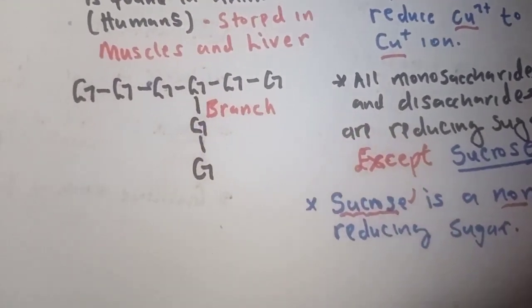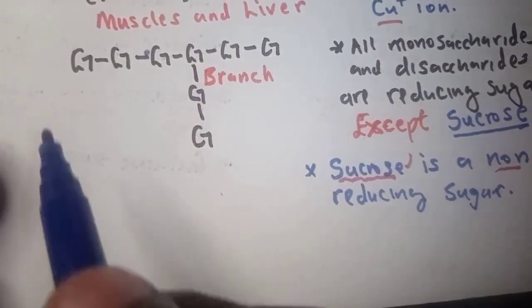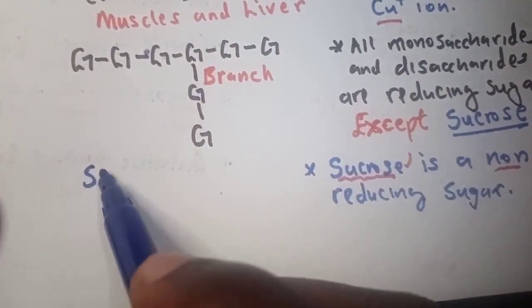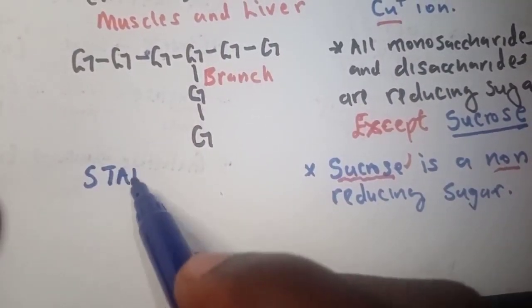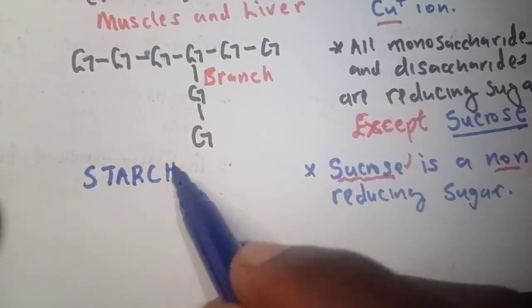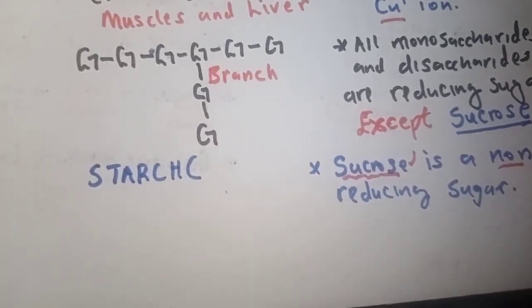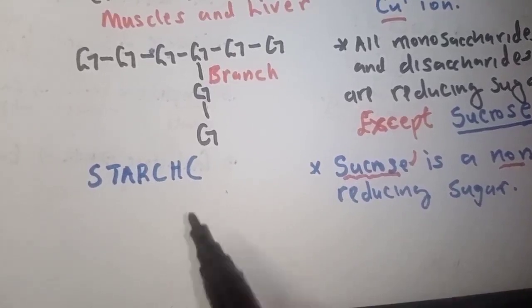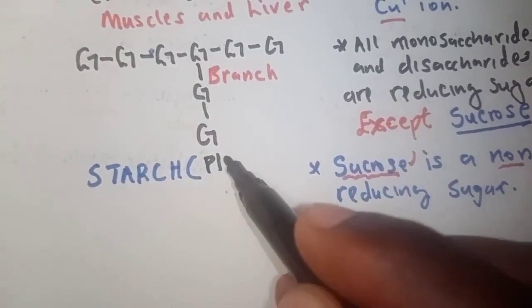Now let's look at another polysaccharide, which we call starch. Starch is found in, you'll find starch in plants.